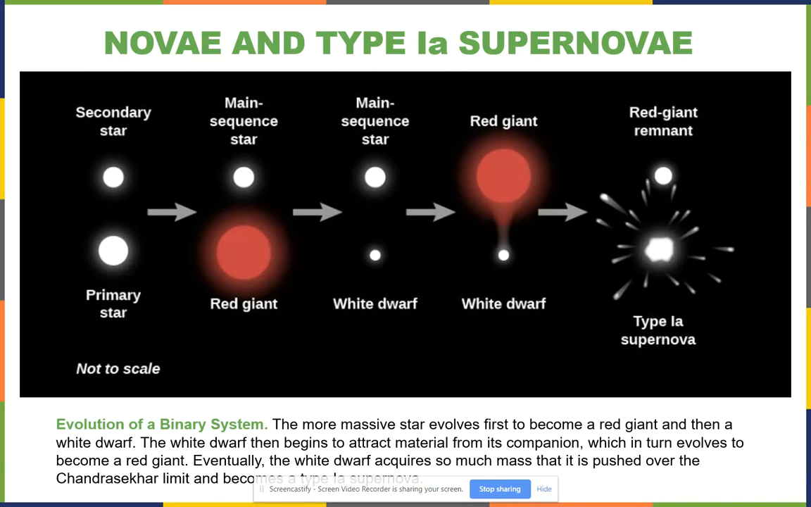Going back to the deaths of stars again. We've talked about the deaths of stars. The type 1A supernova is the one that produces nothing. A type 1A supernova can only occur in a binary system, where you have two stars, one a lower mass star, one a higher mass star.